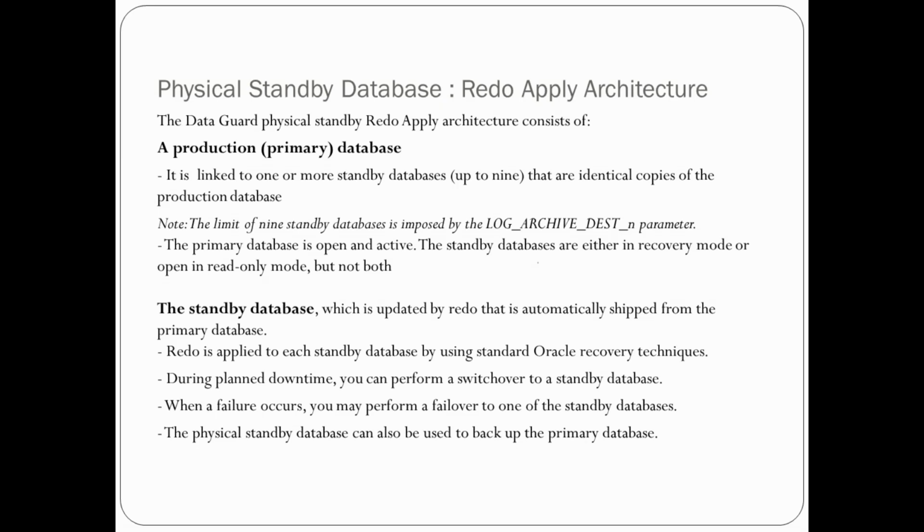Primary is the transaction database, and the standby database is where your database is replicated. It is linked to one or more standby databases. A primary can have up to 9 standby databases, because you can have at least 9 archive destination parameters, but I think in 12c it has become 20, so the limit also increases. You can have up to 20 standby databases. Can these databases be clustered also? It can be RAC as well, not a problem.